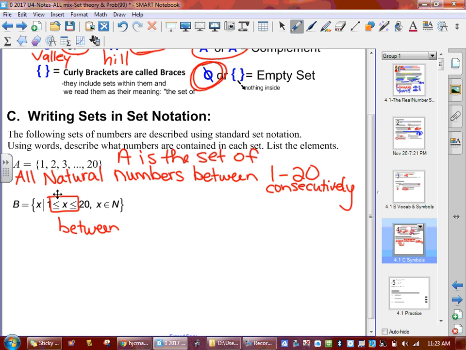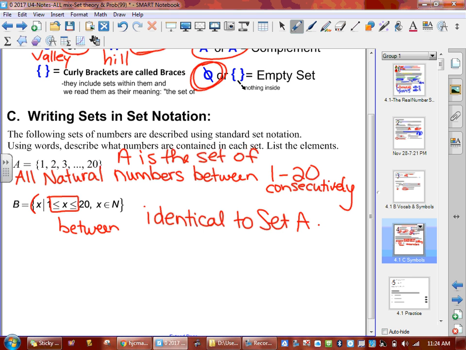No, it's identical to set A. It is just written differently. This one is written more in set builder notation, using the symbology word versus just writing all the numbers in order. Okay? Can you write all the numbers in order? Absolutely. But you do have to know how to do the set builder notation.